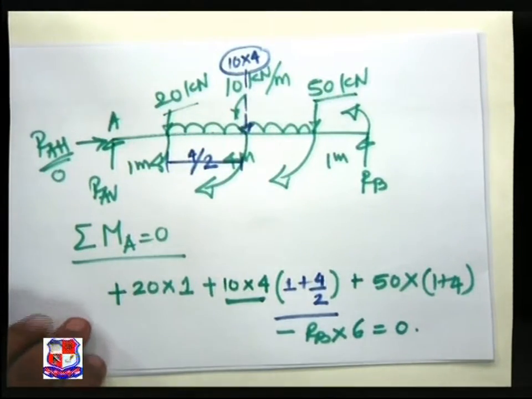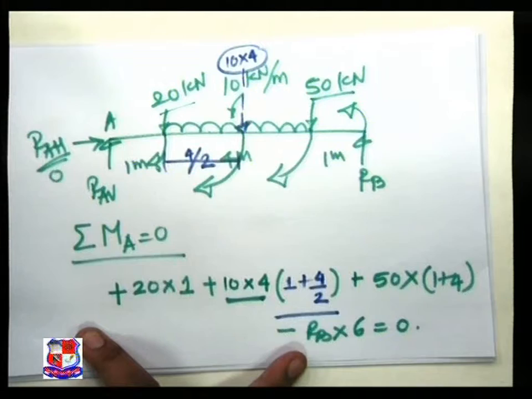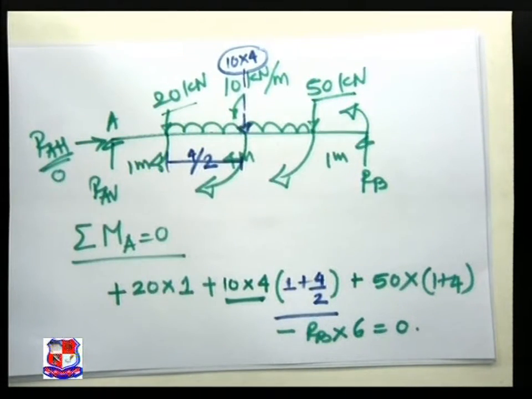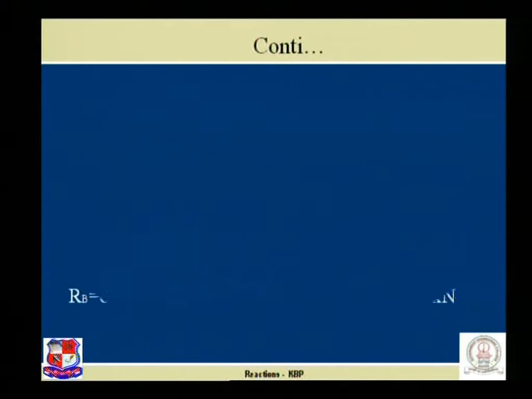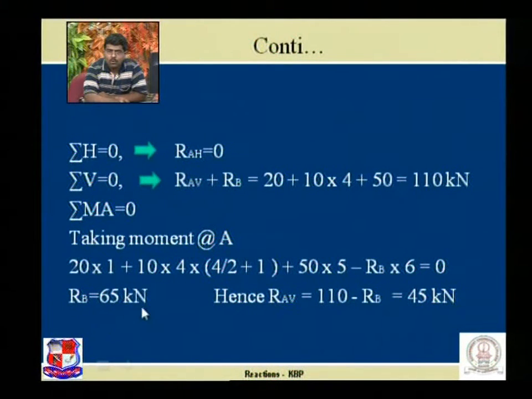So we achieve one equation with one unknown, RB only, and we are able to find the value of RB. See over here. Using this equation, RB comes to be 65 kilonewton. Once we have RB as 65 kilonewton, we put this value in the equation RAV plus RB is equal to 110. RB is known, so RAV is equal to 110 minus 65, and hence we obtain RAV is equal to 45 kilonewton.